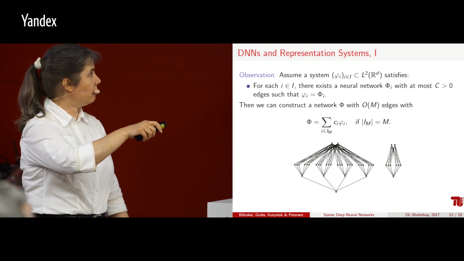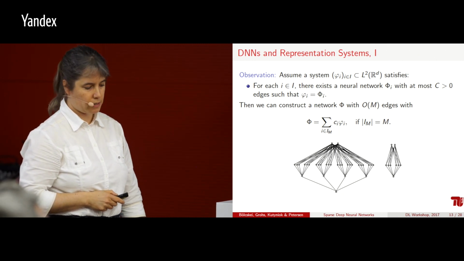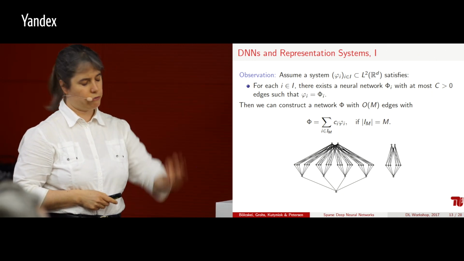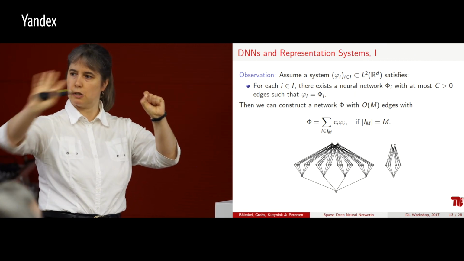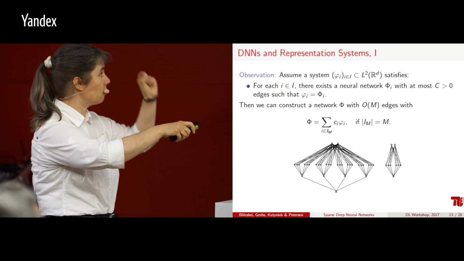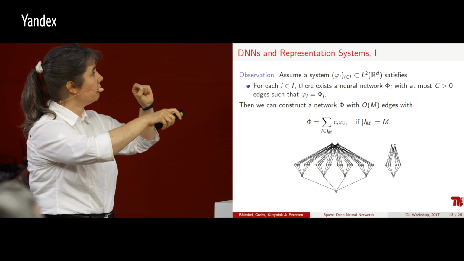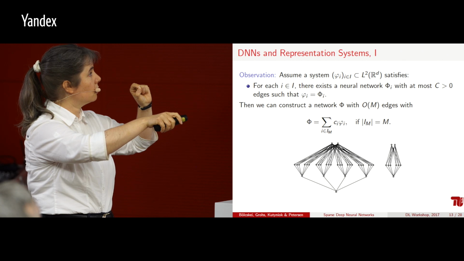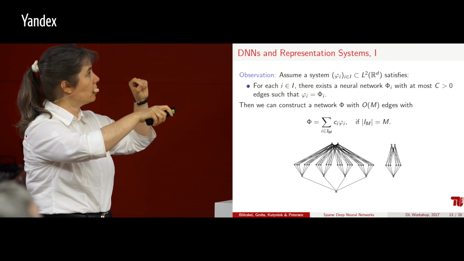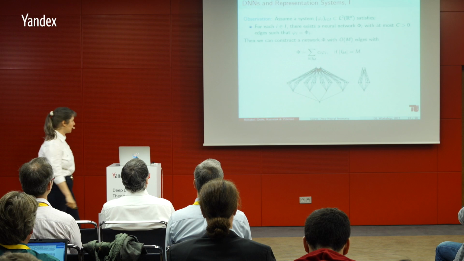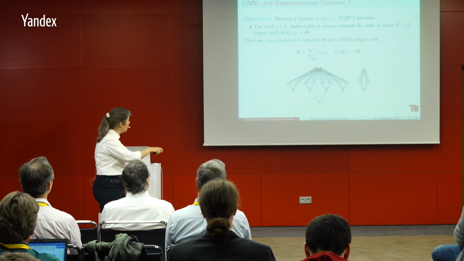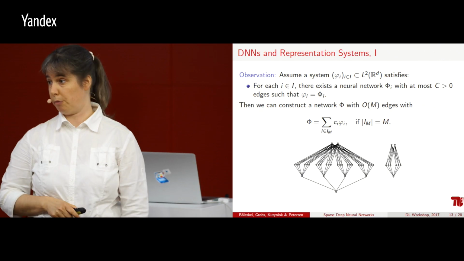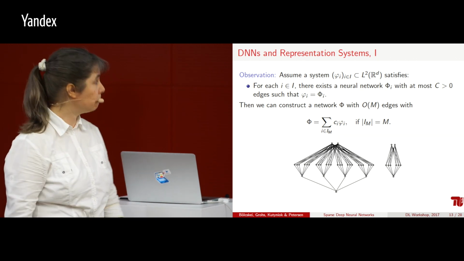Let's assume I have my favorite representation system, and let's assume I can do the following. For each element of my system, I now build a neural network which realizes that function. For each I create a neural network where I can control the number of edges, which realizes that function. So let's assume I have a function from R2 to R, and let's assume my networks which do that have this form. So these are functions from R2 to R.